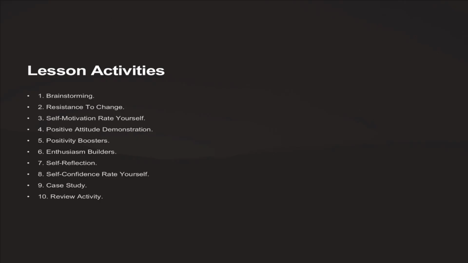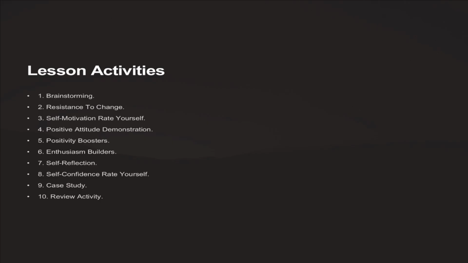6. Enthusiasm builders. Have students pick 3 items from the list of enthusiasm builders. Then have each student go and find a video, image, meme, quote, etc. that would support their selected items. Have each student share their selections with the class.